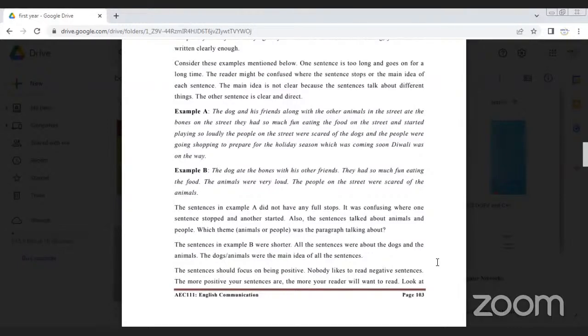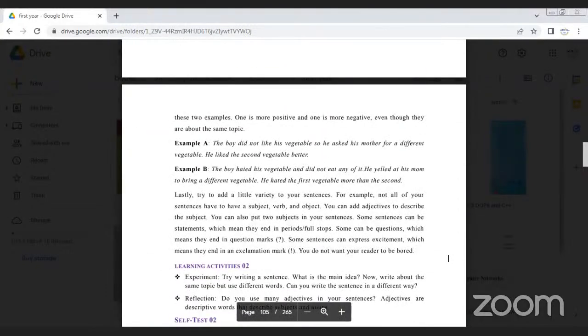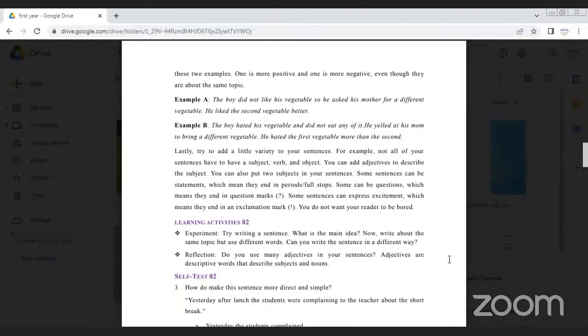The sentences should focus on being positive. Nobody likes to read negative sentences. You should not write negative sentences. The more positive your sentences are, the more your reader will want to read you. Look at these two examples. One is more positive and one is more negative, even though they are about the same topic.